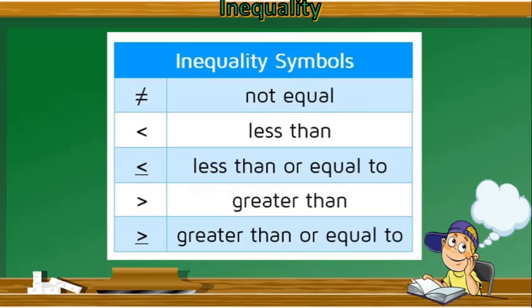Okay, inequality problems. We usually encounter these different inequality symbols. This one is what we call the not equal sign or symbol. This one is less than. This one is less than or equal to. And this one is greater than, and the last one is greater than or equal to. So these are the common symbols you will encounter when you solve inequality problems.